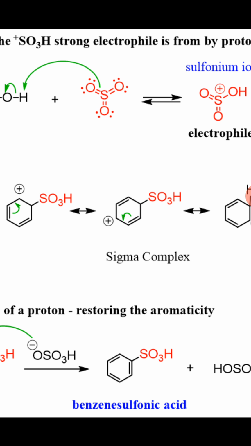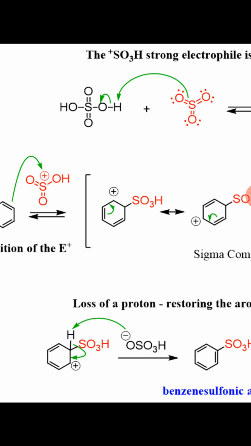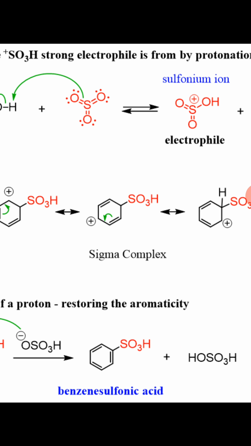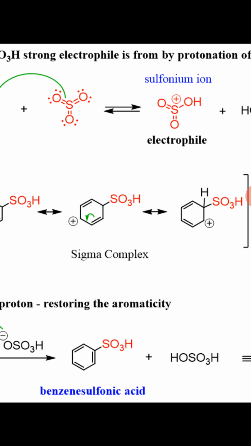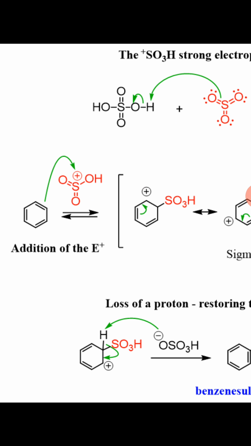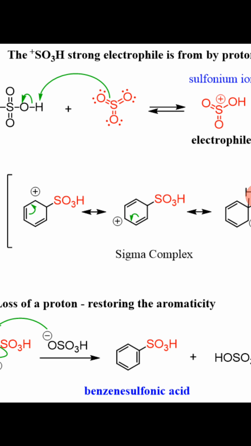So the main characteristic of the reaction is that the active species is sulfur trioxide, not sulfuric acid. Sulfur trioxide is the main species which is converted into an electrophile with the help of sulfuric acid. So sulfuric acid has to be regenerated in the last step. This HSO4 negative will attack the proton. As a result, the bond will shift inside and we will have benzenesulfonic acid.